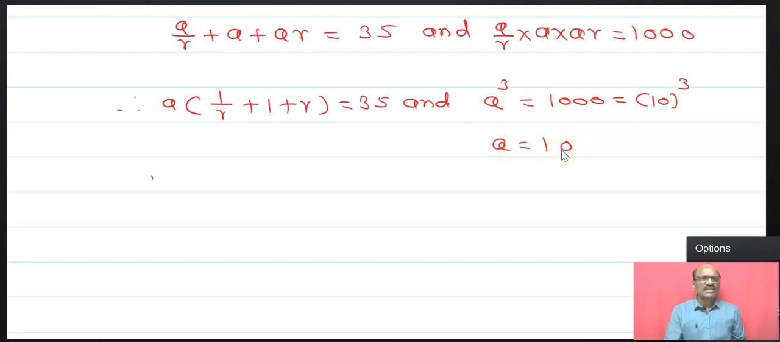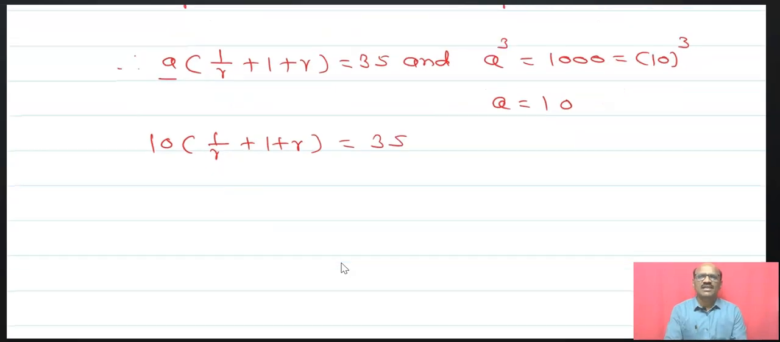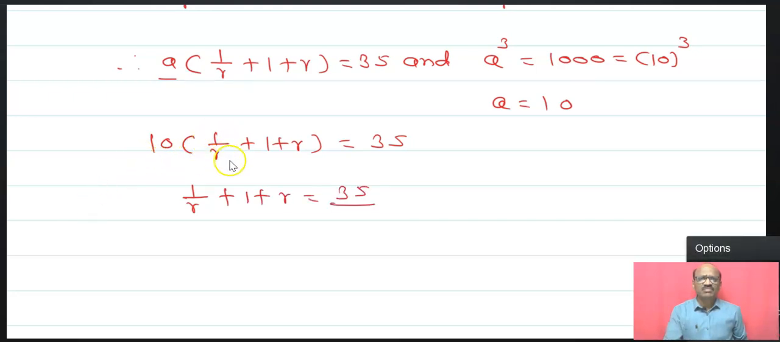Now we'll substitute this value of A in this equation, that is 10 in bracket 1 upon R plus 1 plus R equals 35, and then simplify, you will get a quadratic equation in R. If you solve that quadratic equation, you will get two values of R. From the value of R, you can get all the three terms. Now here we have substituted the value of A, which is 10, that is 10 in bracket 1 upon R plus 1 plus R equals 35.